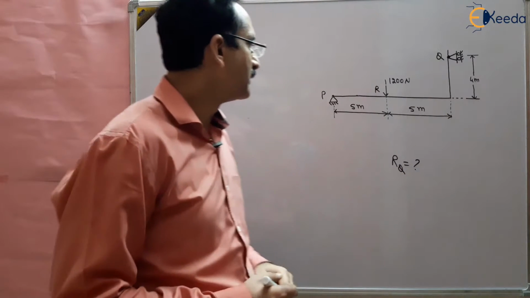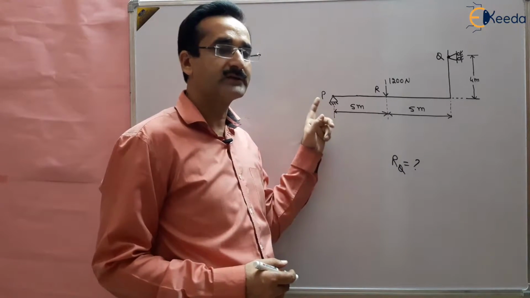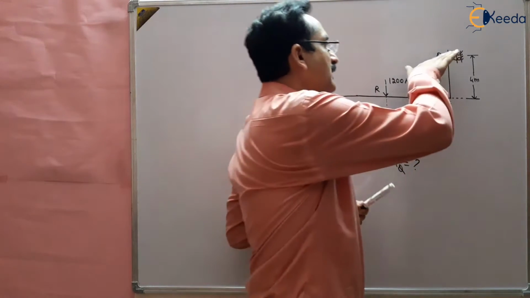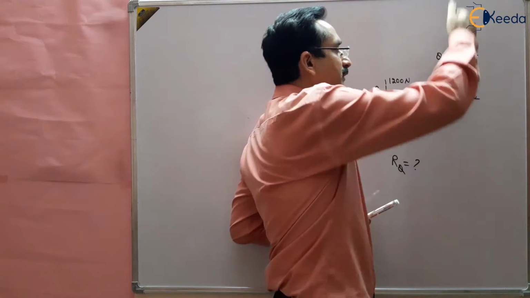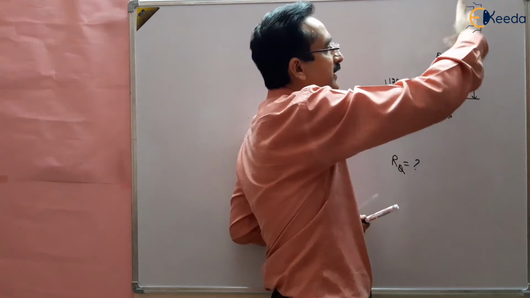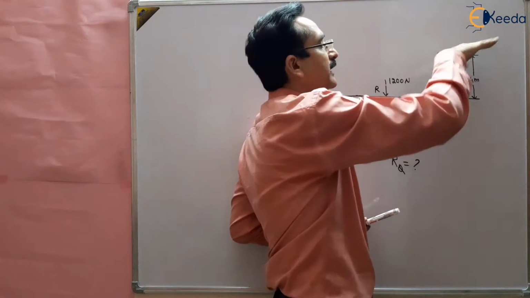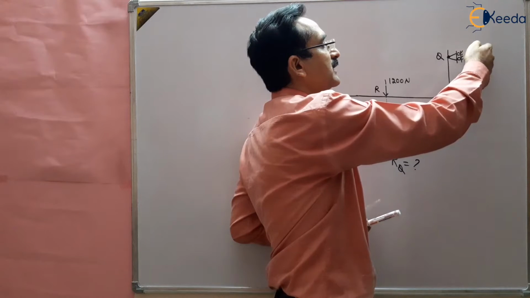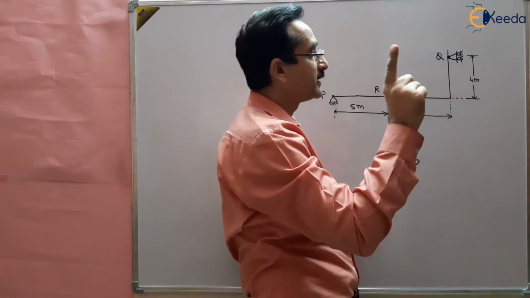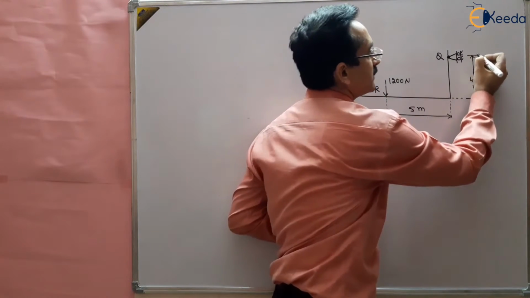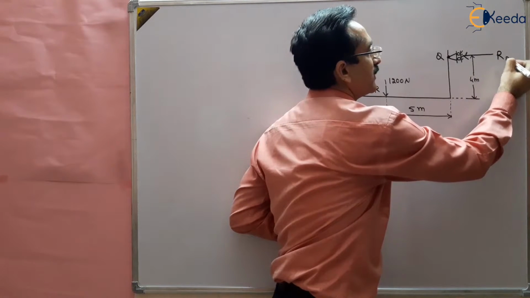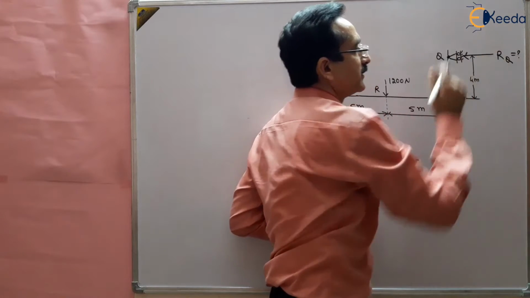Now you know that the hinge joint can take vertical as well as horizontal force. The Q point can take load only in the direction perpendicular to the surface. It can move in the vertical direction, but it cannot move in the horizontal direction because there is a support here; it is fixed here. So the reaction will be in only one direction, the horizontal direction. Say this is RQ. This we have to find out, RQ basically.